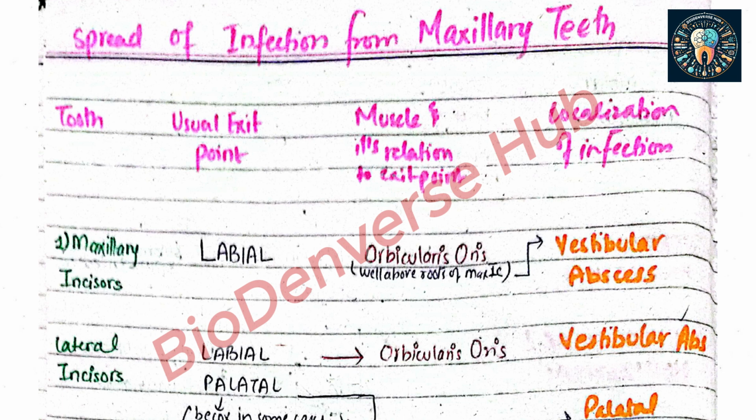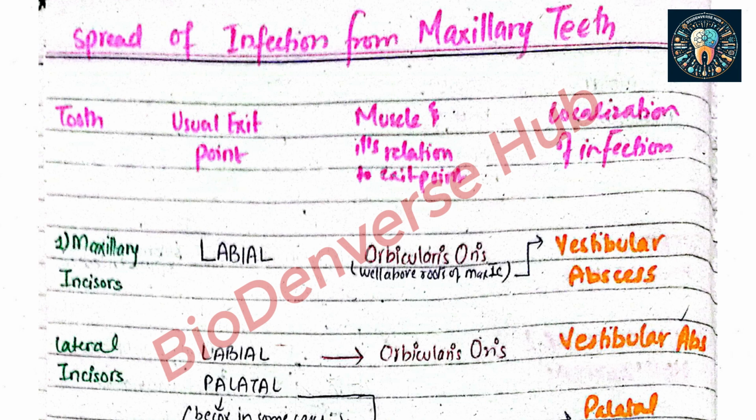First of all, let us consider the example of the maxillary incisor. In the case of odontogenic infection arising in the maxillary incisor, the infection will usually cause perforation of the labial cortical plate. The exit point will be through the labial cortical plate because the distance of that infected root apex from the labial cortical plate is minimum and it is closer to the labial cortical plate. Therefore, it is the path of least resistance, so the infection will exit from there.